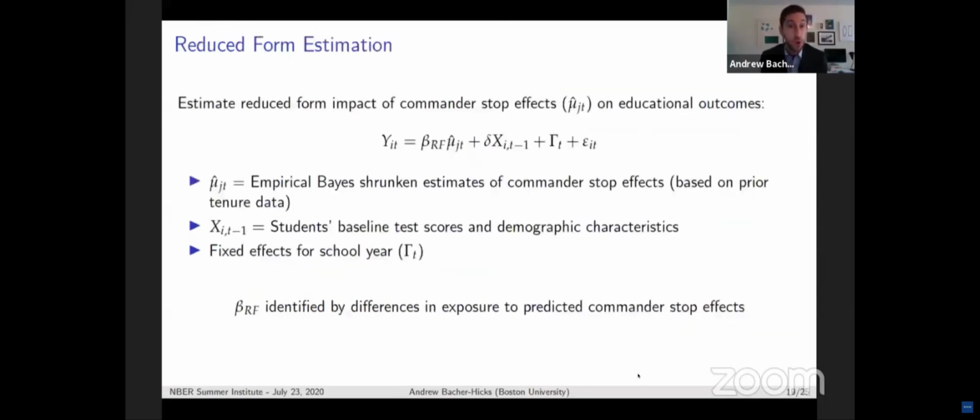Now to estimate the reduced form effect, so to get to our main results, we're going to have some outcome Y_IT, which is going to be some student-level outcome of interest, and we're going to see how this mu hat JT, in other words, the commander's empirical Bayes shrunken effect, again, based only on prior tenure data in prior years, relates to this outcome. And we're going to also condition on students' baseline test scores, baseline characteristics, and fixed effects for each school year.